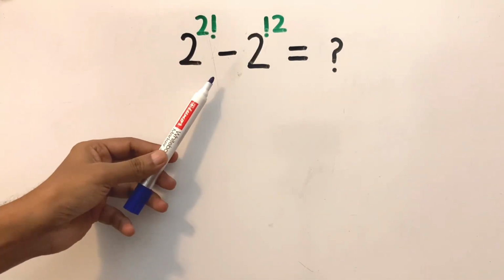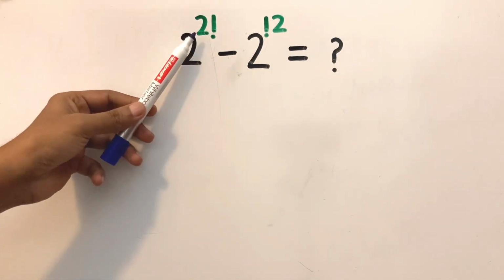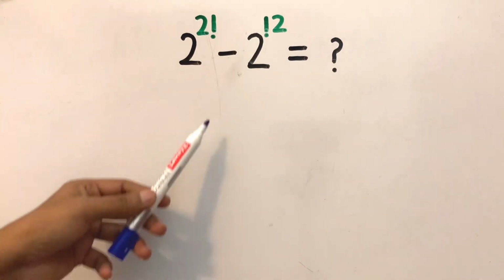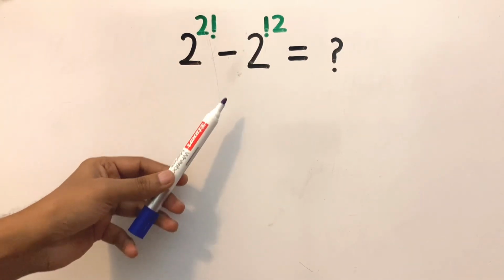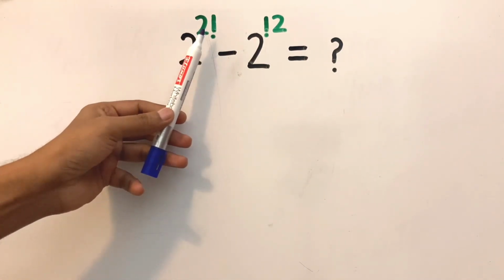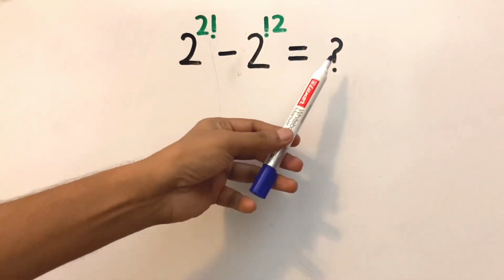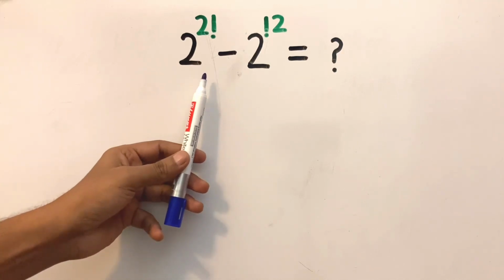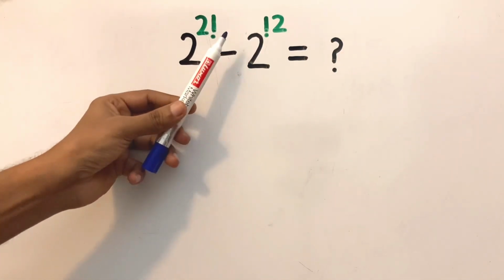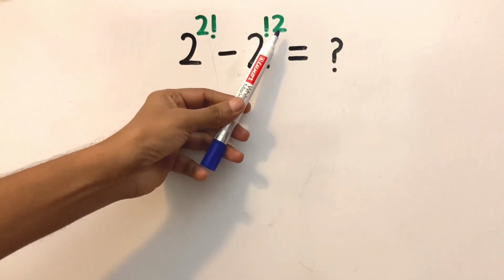In this exercise, we are going to solve a factorial and a subfactorial to find the solution of this problem. 2 to power 2 factorial minus 2 to power 2 subfactorial equals to what? To solve this problem, first we have to find the value of this factorial and this subfactorial.